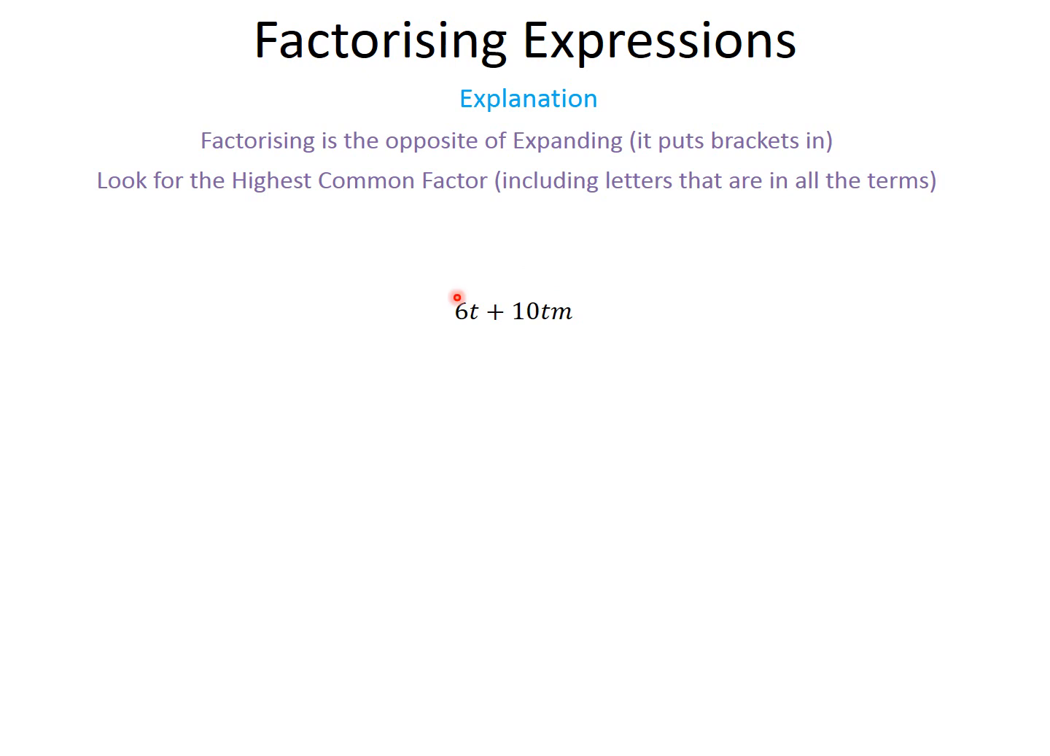So that means the numbers, what's the highest thing that goes into 6 and also into 10? And the answer to that's 2, because 2 3s are 6 and 2 5s are 10. And we also have to look for letters. Are there any letters in this term and also that term there? And there is. There's a t here and there's a t there. So it was 2 and it was t. So that's going to go out the front of our brackets.